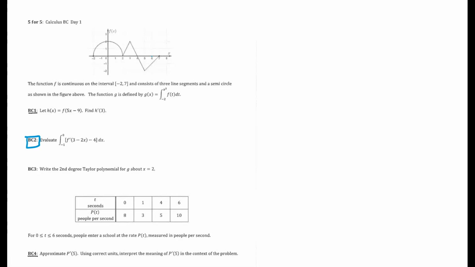So I'm going to split this into two integrals. The integral from -1 to 0 of f prime minus 2x dx, and then minus the integral from -1 to 0 of 4 dx. Okay, so we're just going to look at these separately because we can.